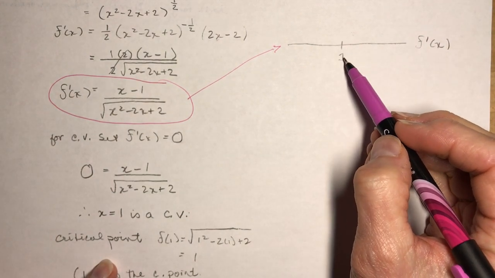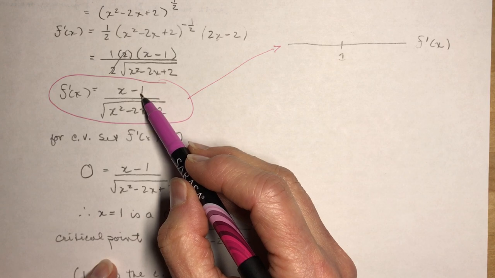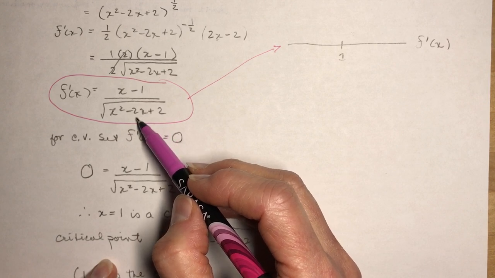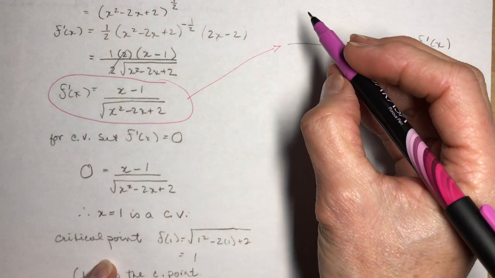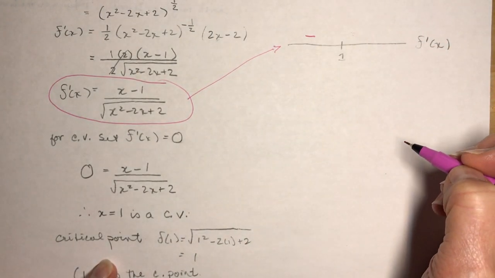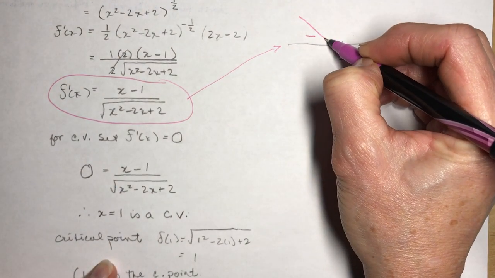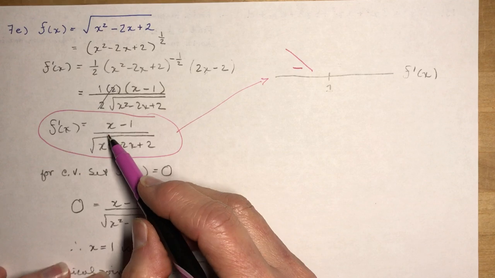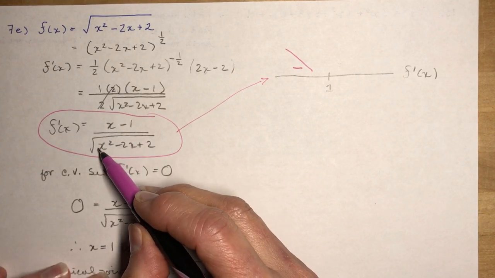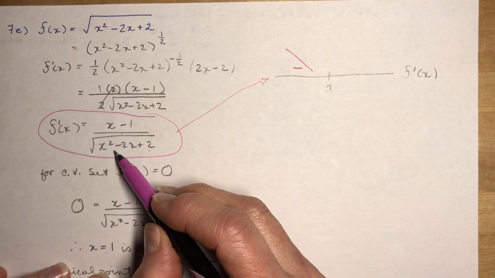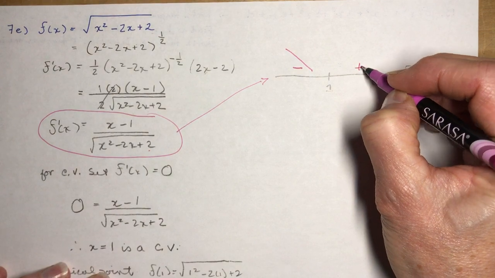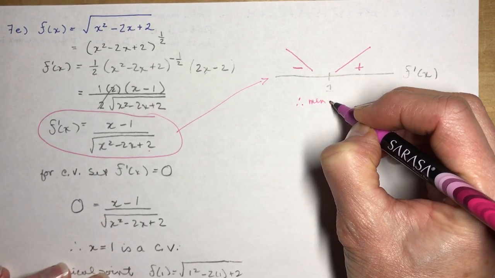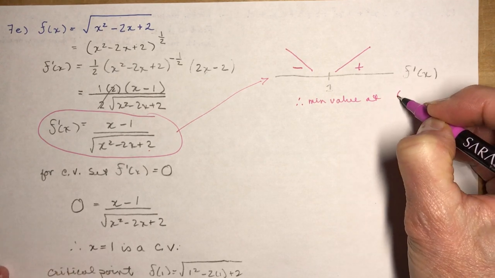So if I put in 0, I would have negative on the top, and 0 minus 2 plus 2, that's going to be positive. So I have negative divided by positive is a negative. And if I go to the right side of this, so we have slope this way, you might want to draw the slope on as well because that helps you visualize the minimum. And to the right side, if I put in 2, I would have positive in the top, and I have the square root of 2 in the bottom, right? 2 squared minus 4, so 4 minus 4 plus 2, square root of 2, positive, and I'm going this way. So therefore, there is a minimum value at (1, 1).